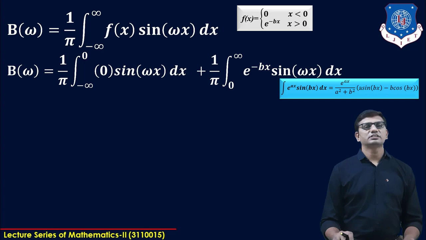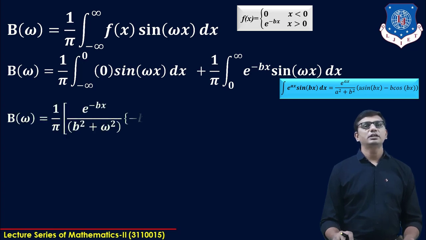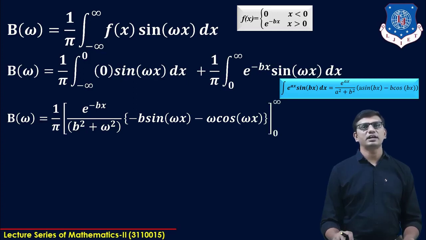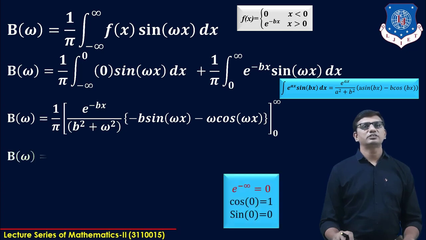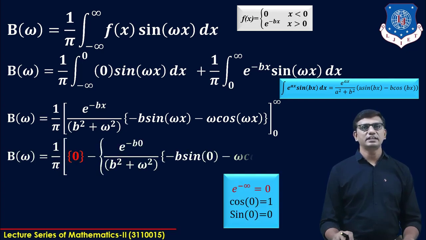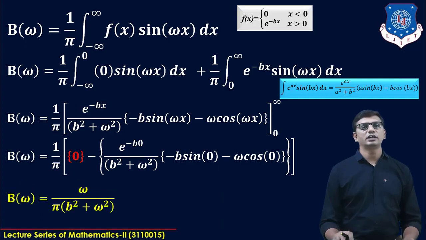Now after applying this integration formula, we get B(omega) equal to 1 upon pi into e raised to minus bx upon b square plus omega square into minus b sin omega x minus omega cos omega x, where the limit is 0 to infinity. Now as we know that e raised to minus infinity is 0, the upper limit of this integration is directly 0, and B(omega) will be 1 upon pi minus e raised to 0 upon b square plus omega square into minus b sin 0 minus omega cos 0. Here cos 0 is 1 and sin 0 is 0. Finally after putting in these values, we get B(omega) equal to omega upon pi into b square plus omega square.